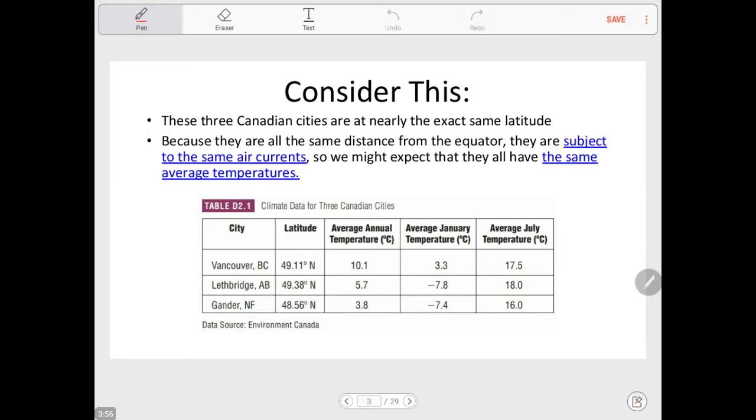But if you look at the table here, Vancouver, the average annual temperature is 10.1. The average temperature in January in winter is 3.3. In July, it's 17.5. But look at Lethbridge, look at Gander. If they're experiencing the same air, let's say, the same amount of energy in the air, well, why the heck are these temperatures so different? Well, you might have guessed it. It's going to be something to do with water. Okay, so we're acknowledging that the airflow, give or take, should be kind of equivalent, yet you can see the climates here, the temperatures are all over the place. So we have to understand why that is.